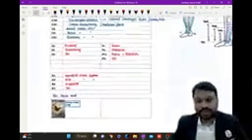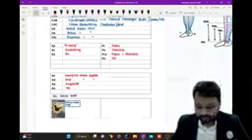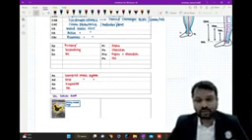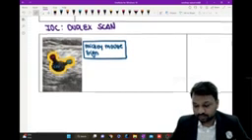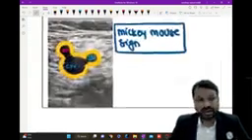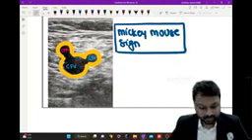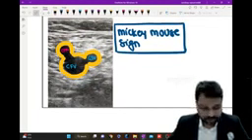So this is the basis of your varicose vein. Yes, the Mickey Mouse sign: common femoral vein, great saphenous vein, and common femoral artery.